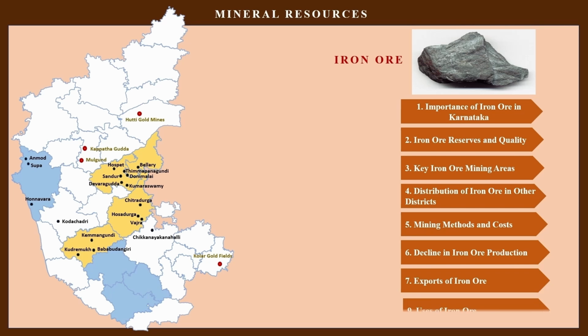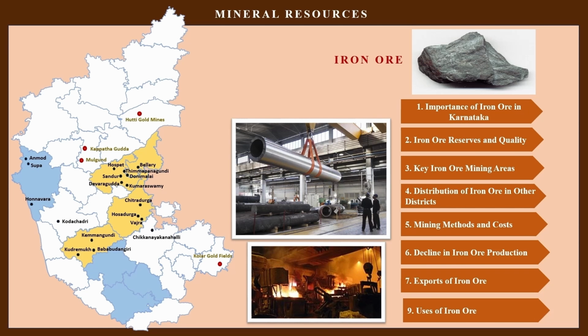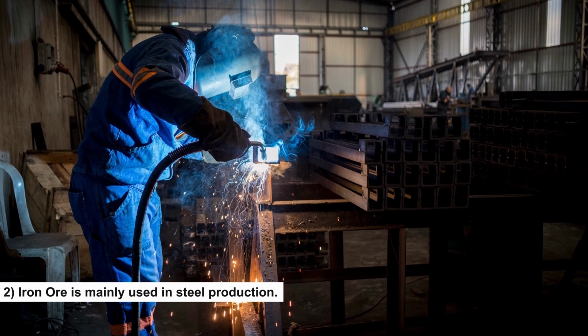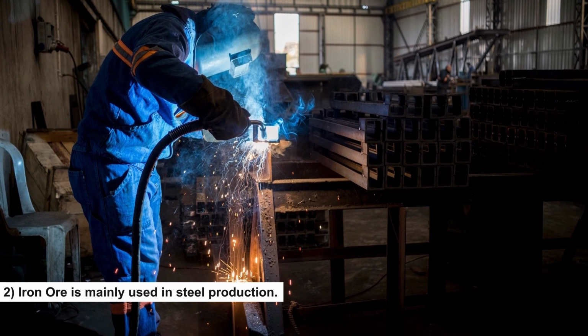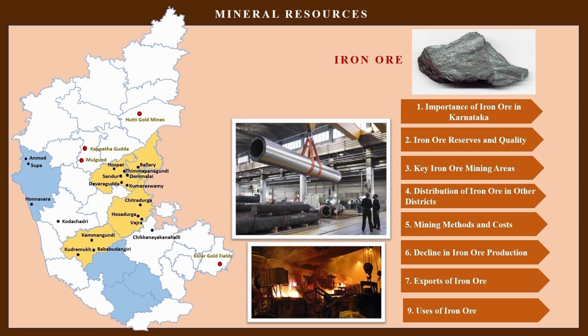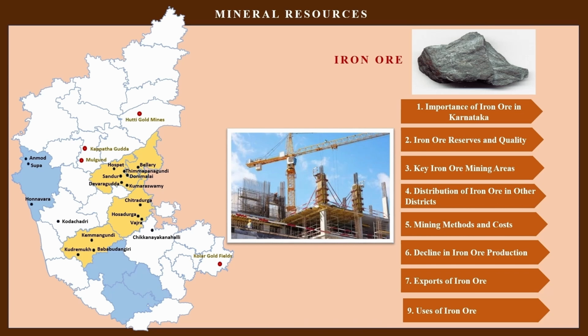Now the most important one is, what are the uses of iron ore? Where do we use this iron ore? Iron ore is mainly used in steel production. First important use of iron ore is steel production. Iron ore is melted in a blast furnace to produce pig iron, which is then further processed to create steel. And where is steel used? It is almost used everywhere, like construction, transportation, manufacturing, and many other industries. So it becomes the backbone of growth of the country.